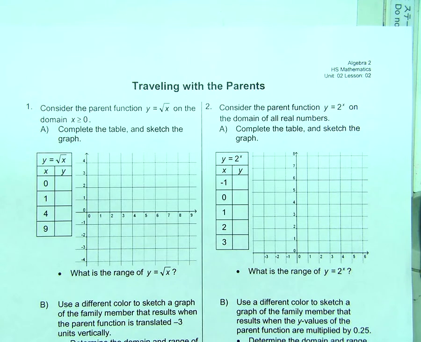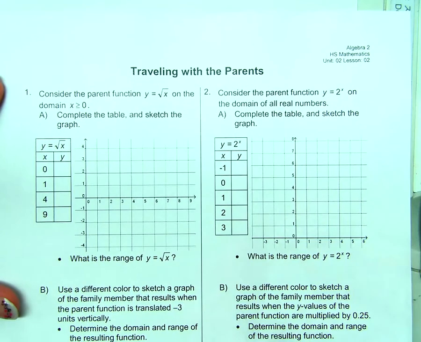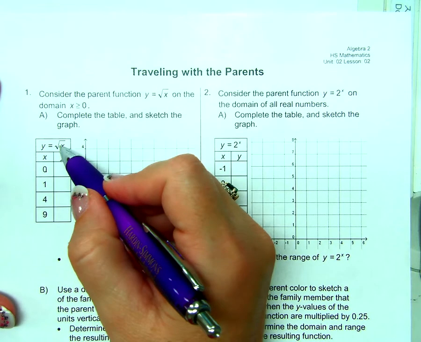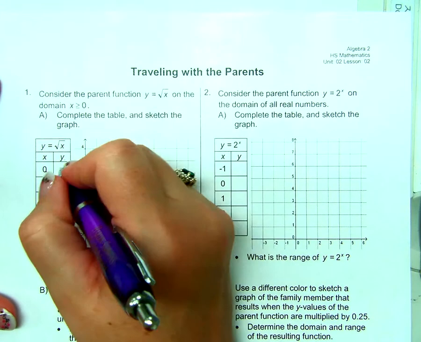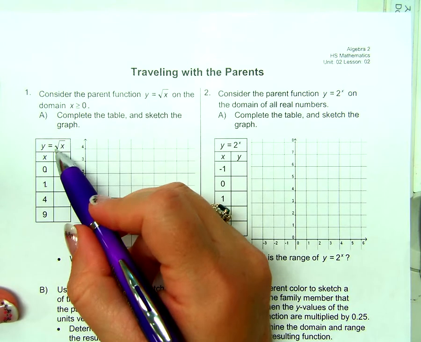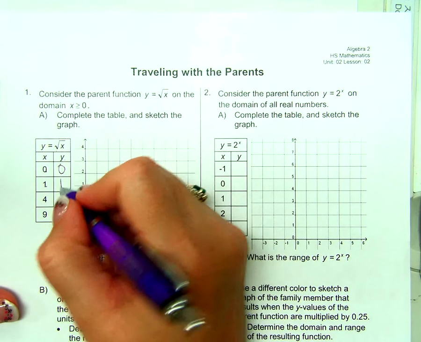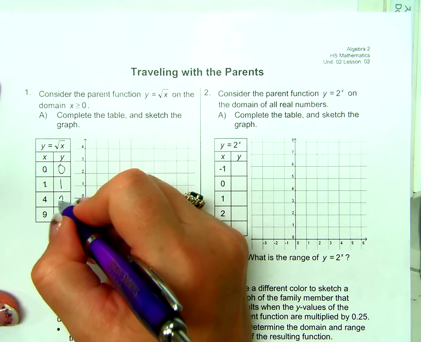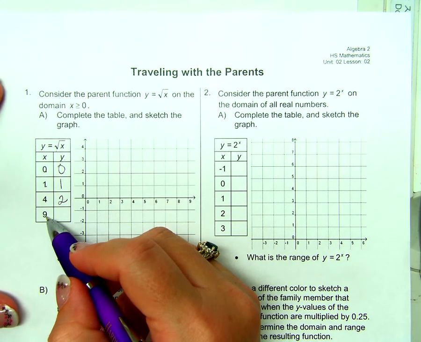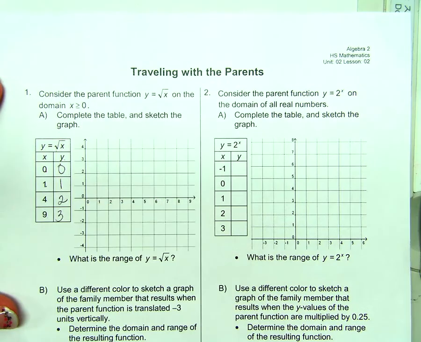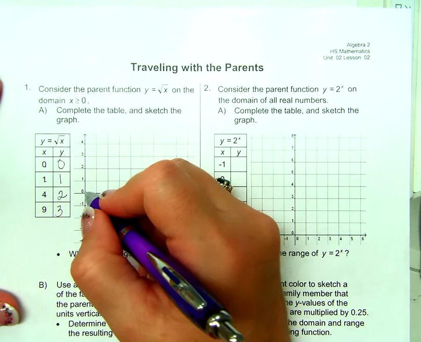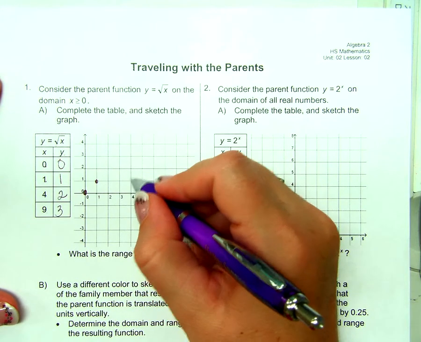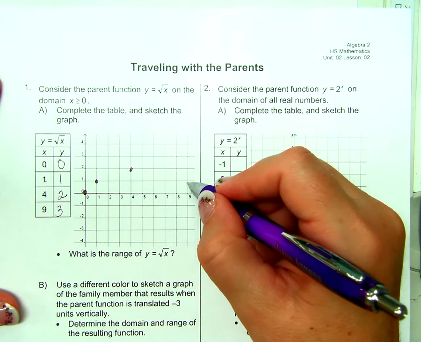Okay? So here's a little table that they give us to start off with. So let's get some points out of it. If x is 0, what's y? What is the square root of 0? 0. If x is 1, what is y? What's the square root of 1? 1. If x is 4, what is y? Square root of 4 is 2. And if x is 9, what is y? 3, because the square root of 9 is 3. Okay? So when I plot these points, I have (0, 0), I have (1, 1), I have (4, 2), and I have (9, 3).